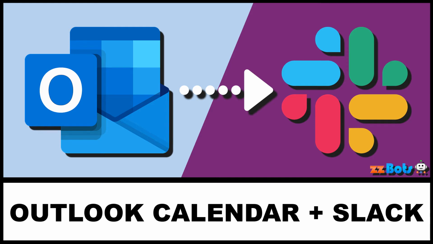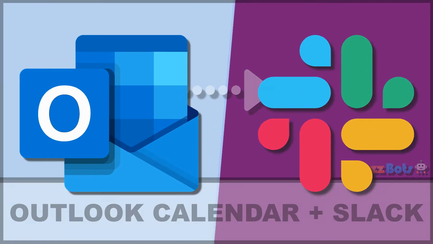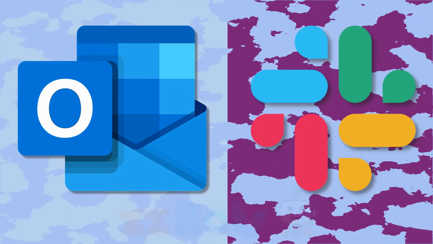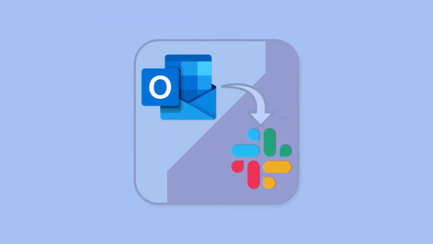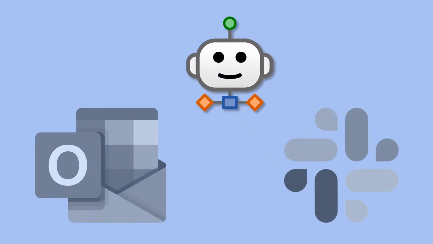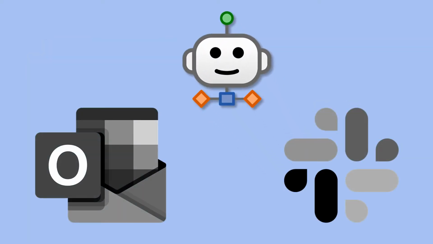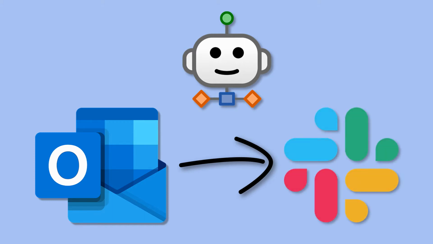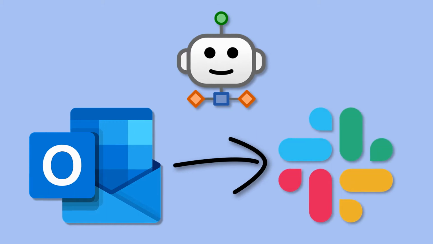Are you looking for a way to automatically sync new and updated Microsoft Outlook calendar events to Slack? With zzBots, you can now install this from our plugin store. This plugin contains one bot. This bot will monitor for when an event is added or updated in Microsoft Outlook calendar, and then automatically post the event details as a new message in the specified channel in Slack.